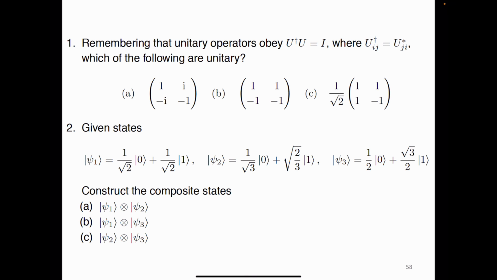Okay, to conclude this lecture, I brought a quiz, and you'll find the solutions to this quiz also in this presentation. But please try to work through that on your own. It will also be very helpful for the exam. If we look at this first one, remembering that unitary operators obey that the complex conjugate transpose of the original operator times the original operator equals I, so identity. Check, please, which of the following operators is unitary. For the second one, you have a couple of states given, and now construct the composite states out of these.